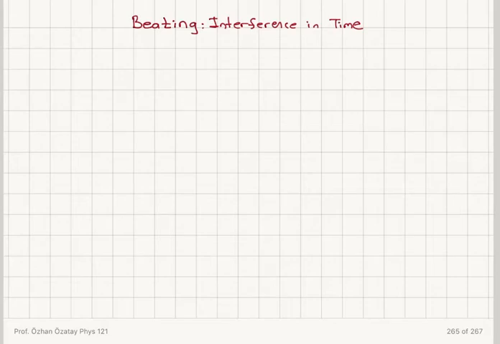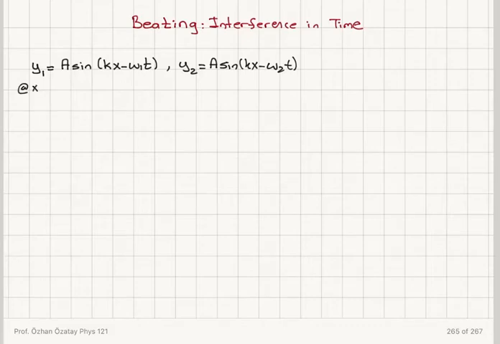Now let's assume that we have two waves that have different frequencies and they're going to interfere at the same position in space. The wave function for the first wave is y1 equals A sine(kx minus omega 1 t), and the second one is A sine(kx minus omega 2 t). And we're looking at their interference at x equals 0.